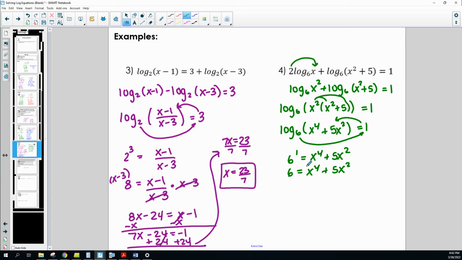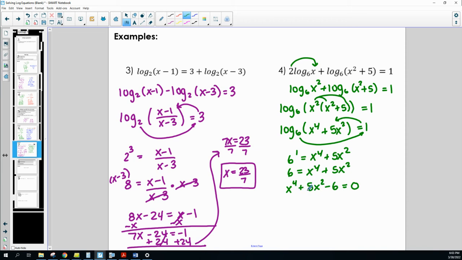This is a quartic function because our highest exponent is a 4. When we were working with polynomials and we were factoring polynomials, this is the one that is treated like a quadratic. So I want this to be set to 0, just like a quadratic. So I'm going to subtract the 6 over. So x to the 4th plus 5x squared minus 6 equals 0. When it's like a quadratic, we have the exponents of 4 to 2. So we know this is like a quadratic.